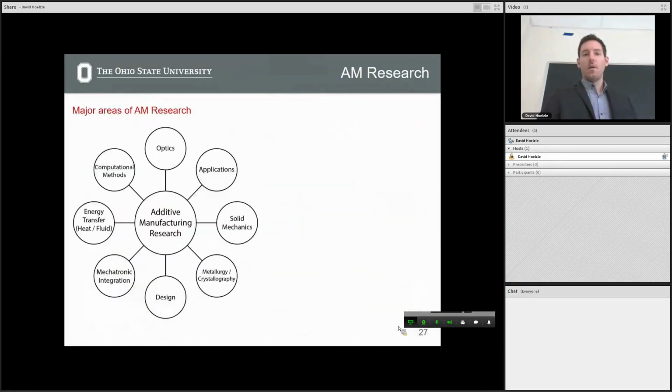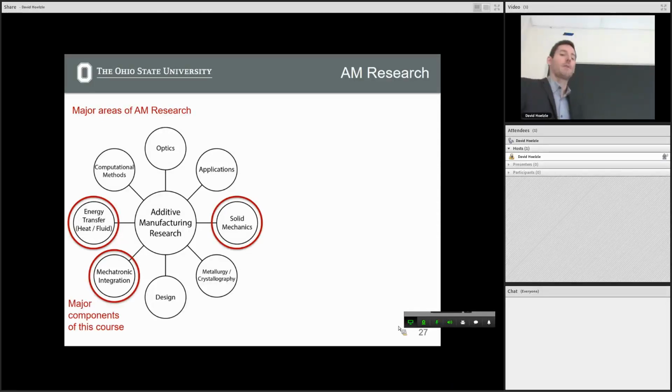Okay, major areas of AM research. There are a lot. We do not have the ability to go through all of them in this class. The ones that we're going to focus on are energy transfers, that would be heat and fluid transfer, mechatronic integration, that's the integration of all the different subsystems in an AM tool, and solid mechanics. We will get into a little bit of metallurgy, crystallography, but honestly, that's such a complex subject that if you're really interested in that, you should probably take a metallurgy class out of the material science department, if that's something that would be valuable to your research.